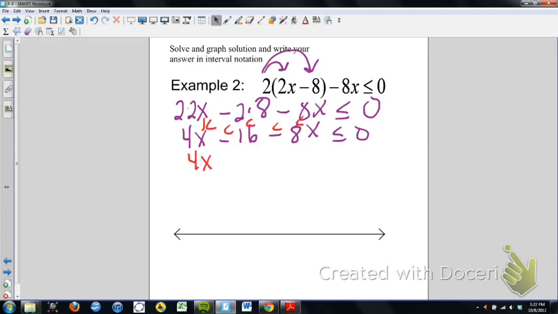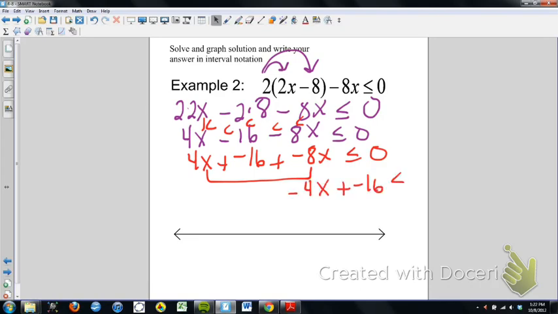So we have 4x plus negative 16 plus negative 8x less than or equal to 0. So now we have addition, so I can just add in whatever order I like. I can add those two terms together. So I have negative 4x plus negative 16 is less than or equal to 0. Now I want to add 16 to both sides. So I have negative 4x on the left side. The less than or equal to symbol comes down, and 0 plus 16 is 16.